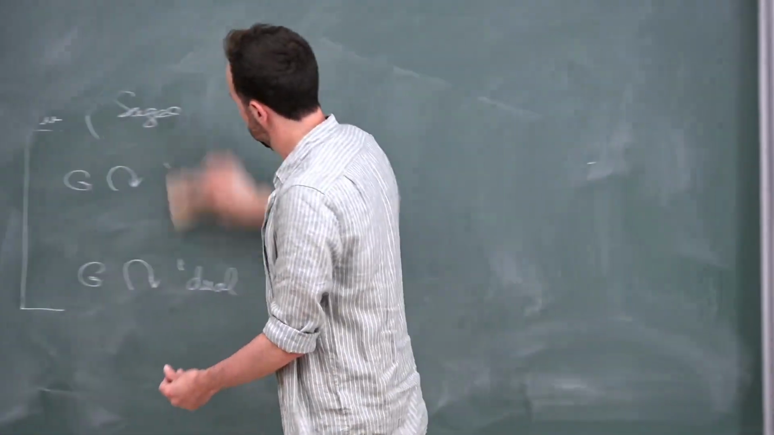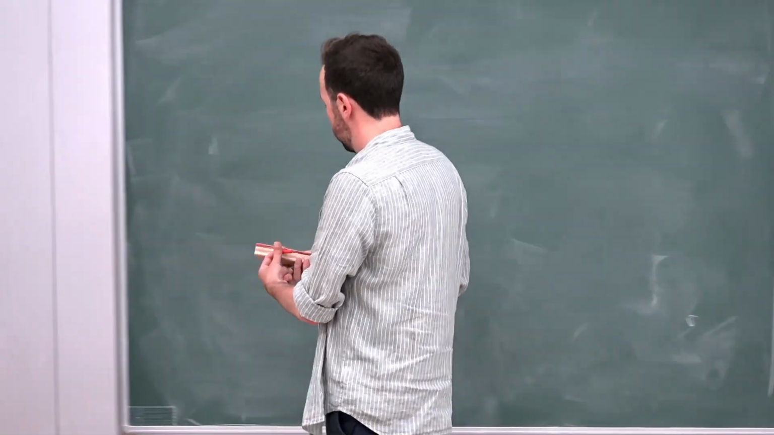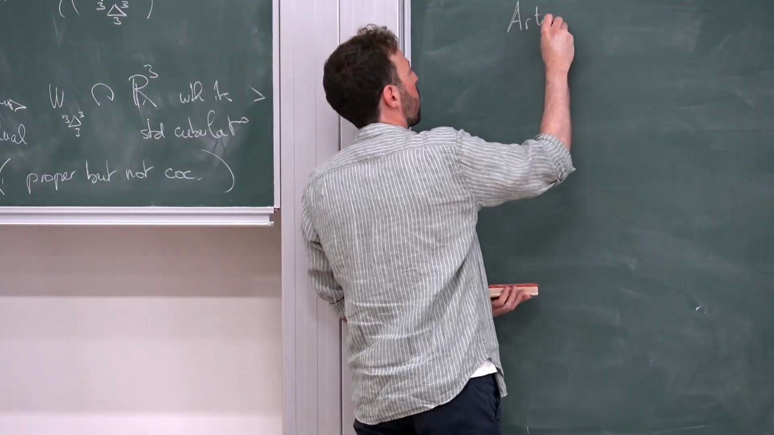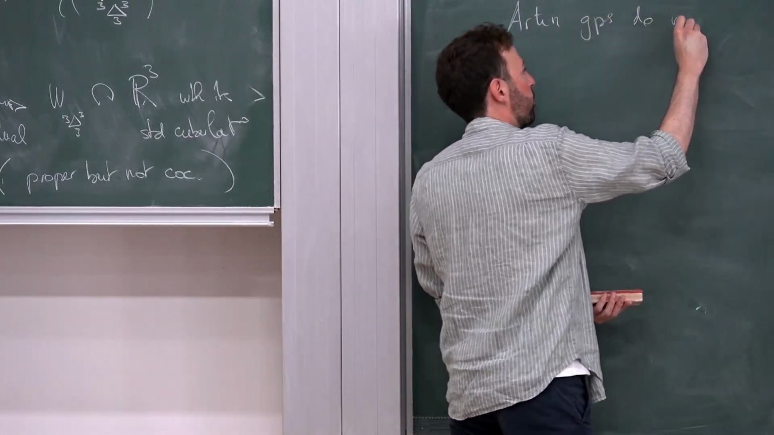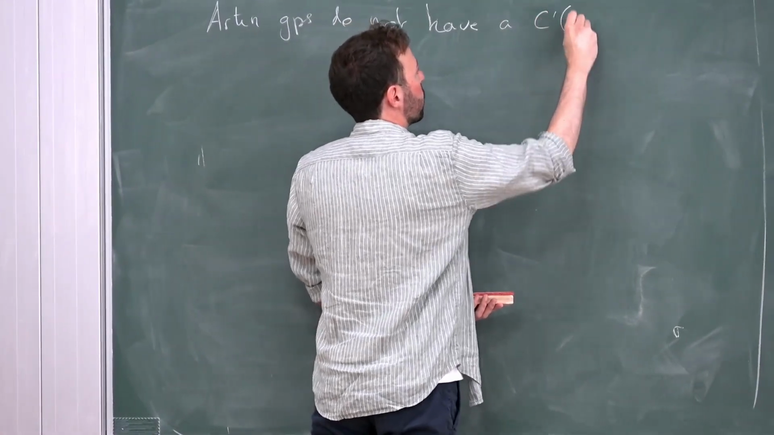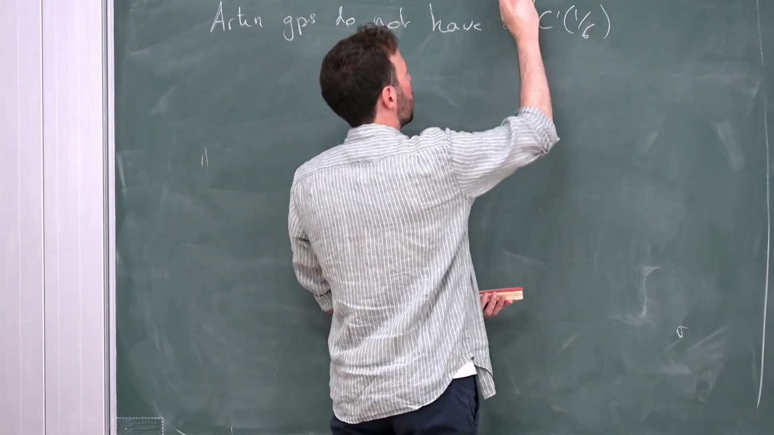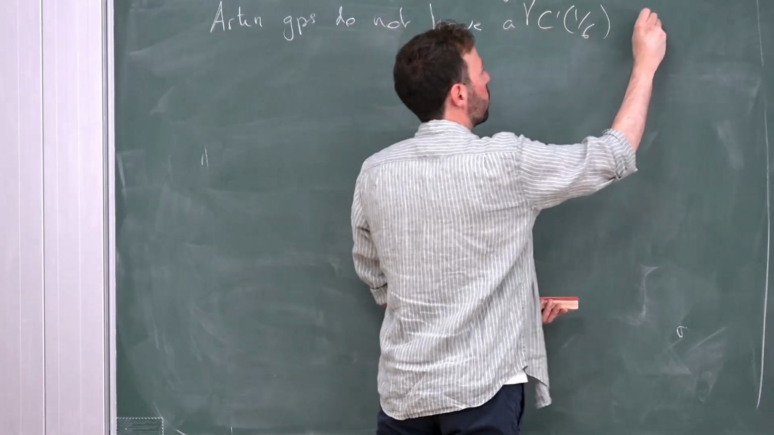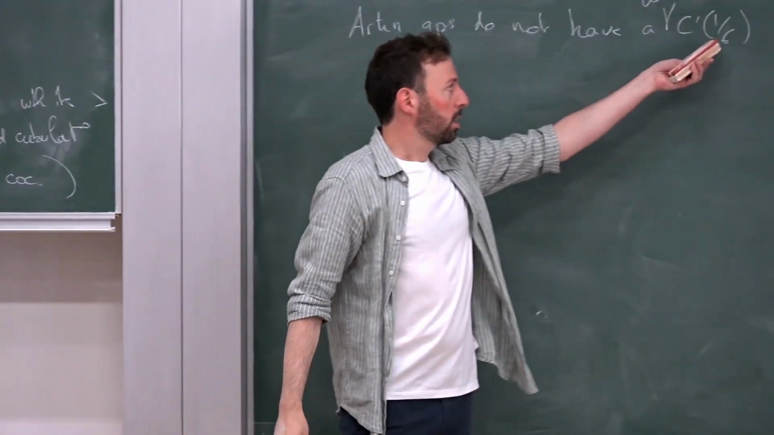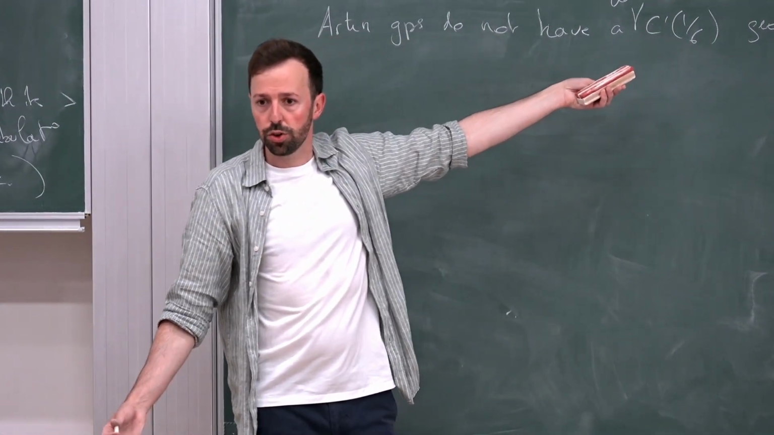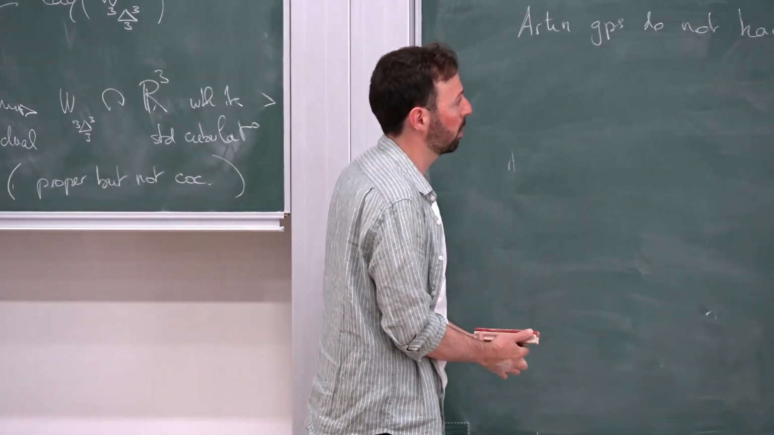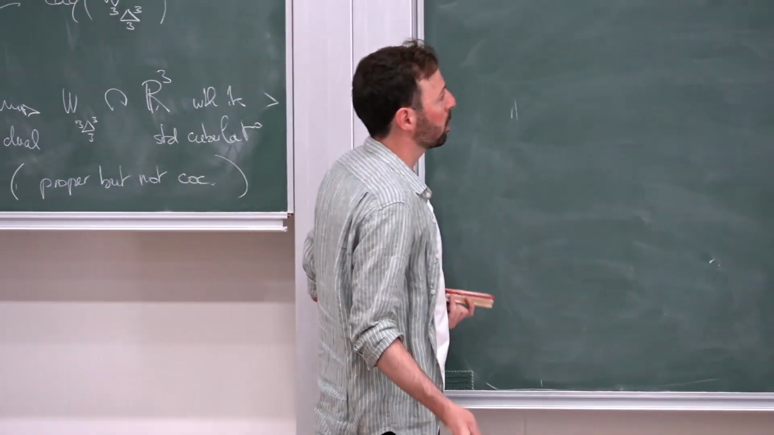The bad news is that even though they have a presentation that looks really similar, Artin groups do not have classical C prime 1 over 6 geometry at all. They cannot, just because, for instance, they're not hyperbolic in general, and otherwise C prime 1 over 6 for a finitely generated group would imply Gromov hyperbolic. But in terms of the Cayley graph, you can also see it directly.